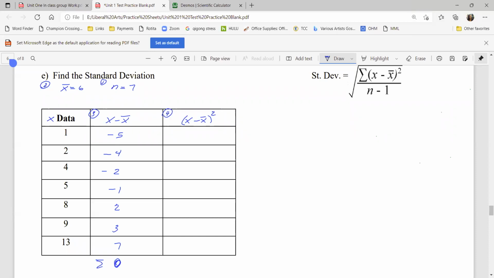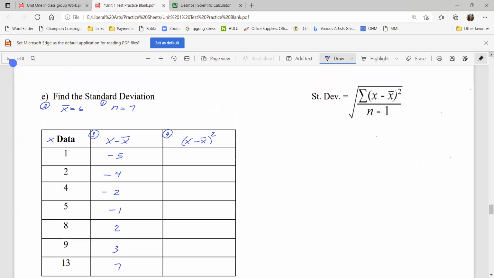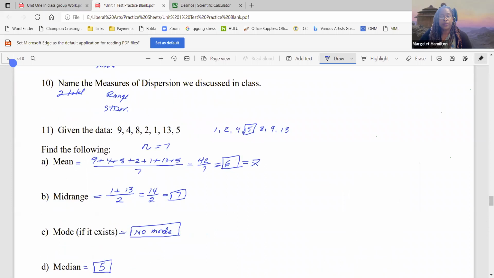All right. So where did you get X bar is 6 and N equals 7? We did that up here. Oh, we're using that data? Yeah. Okay.